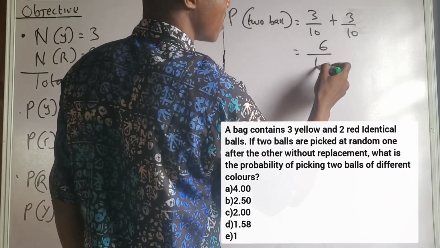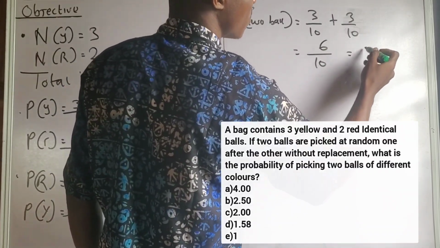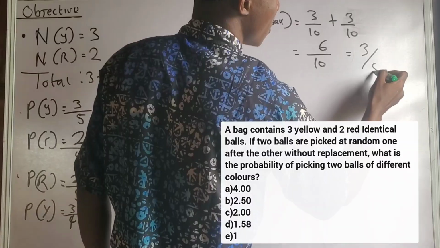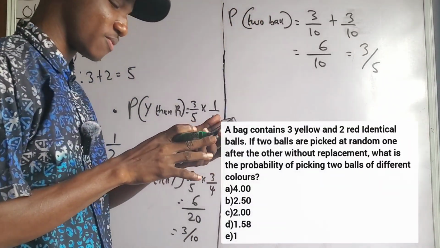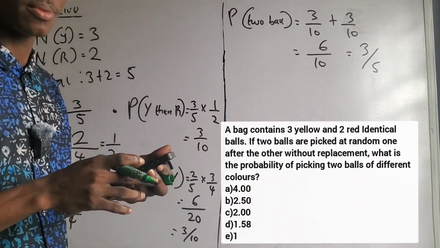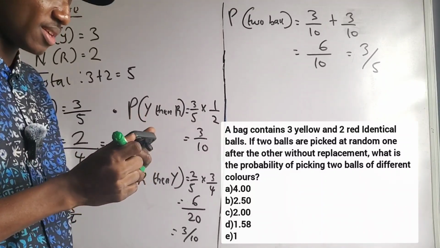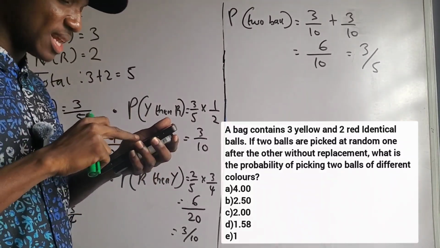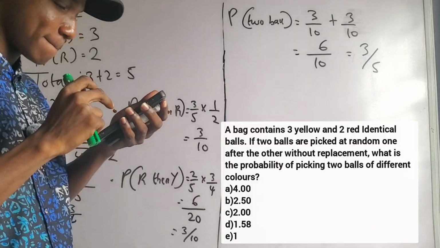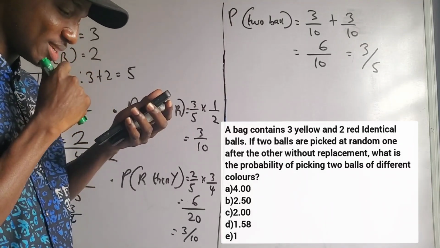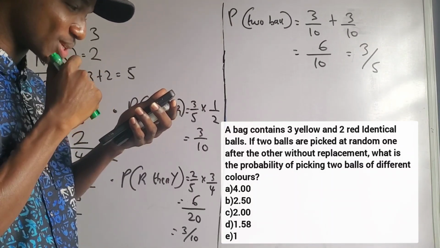That is 6 over 10, right? So for this, I'm going to have 3 over 5. The correct answer is 3 over 5. Do you understand the solution? If you didn't understand, just pay attention to the explanation again, okay? It's simple. Let's look at the correct option. The correct option to that question is option C.